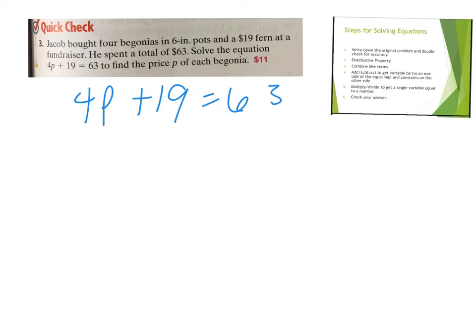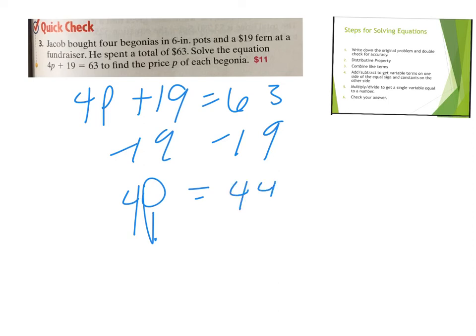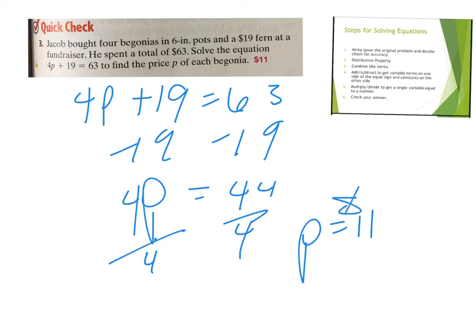Then we're going to go back and subtract off that 19. And 4p, whoops, that was almost 4p, there we go. And 4p equals, well, 63 minus 19, let's see, so it must be 44. Divide off the 4 from the p, and p is 11 begonias, or $11 rather, per begonia.